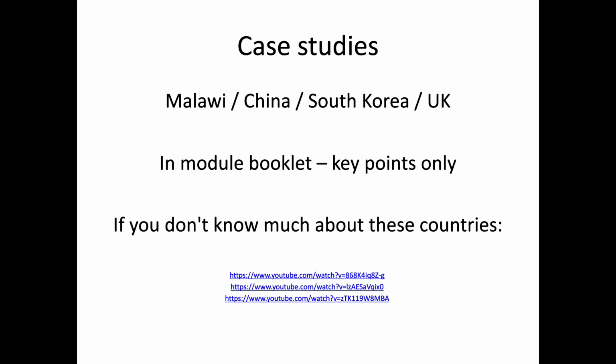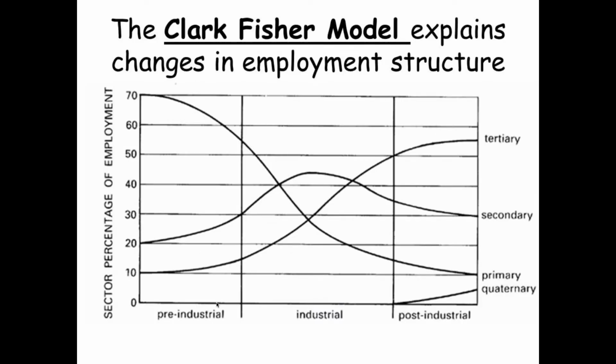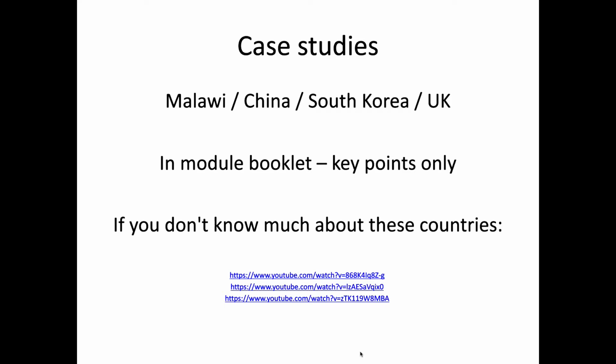Now, there are some little case studies. These do not need to be big and detailed, but you do need some case studies for each stage. Malawi, China, South Korea, UK. Malawi is here. China is here, South Korea is kind of here, and the UK's here. So they are case studies for different stages of the Clark-Fisher model. They are in your module booklet, and you only need the key points. All right, so these are a revision card each, at most, to be honest, one side of a revision card each.